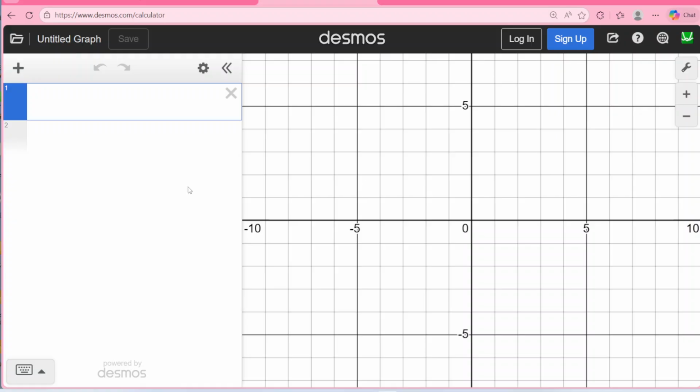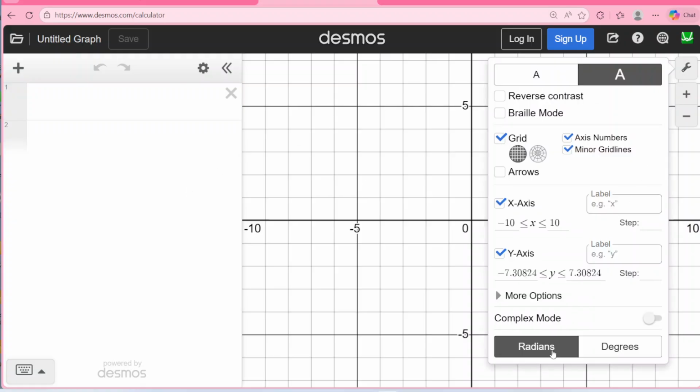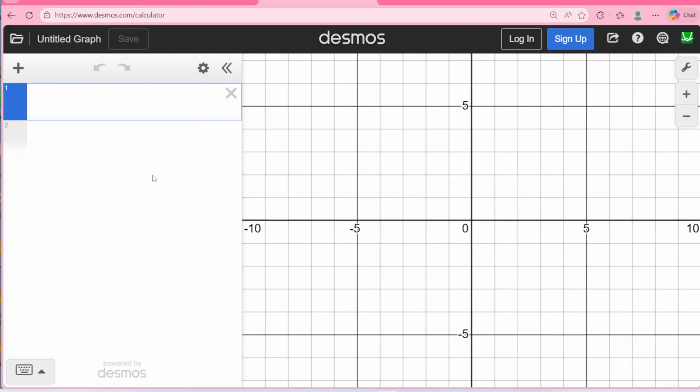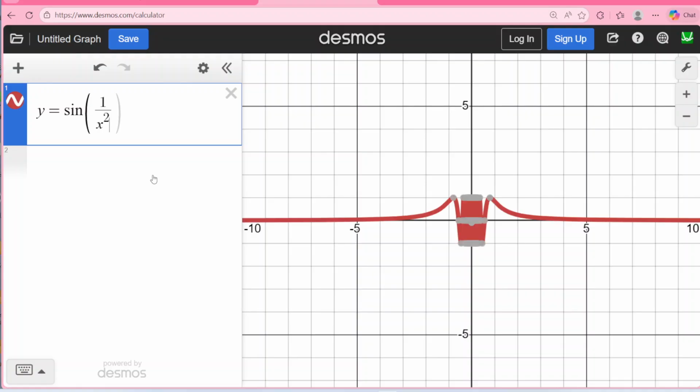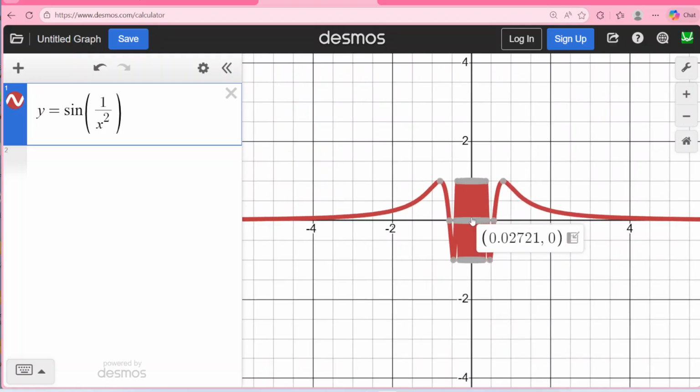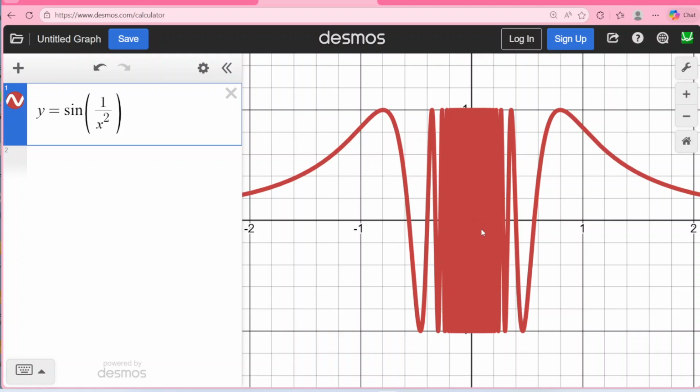So I'm going to Desmos here. This is desmos.com, a free online graphing calculator. Make sure you're in radian mode, right? Go to settings, make sure you're in radians when we're working with trig functions here in calculus. So that expression was the sine, so I'm going to graph y equals the sine of 1 over x squared. And look at what happens near 0.